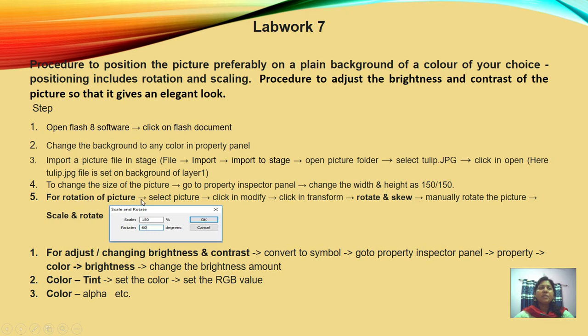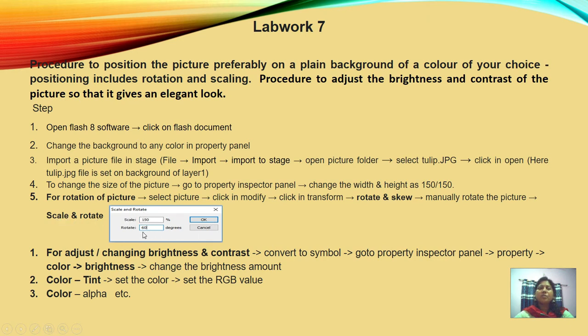Then for rotation of the picture, you have to select the picture, click on the Modify menu, then click on Transform, then click on the rotate and skew option. Then manually you have to rotate the picture by mouse. Next, the scale and rotate option is available inside your Transform option. So you have to click on Transform, then click on Scale and Rotate.